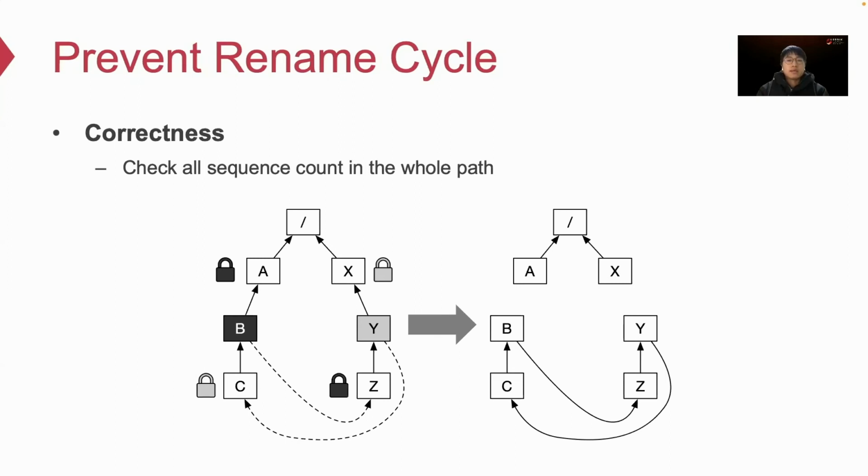Rename is a special operation that requires atomically removing a directory or a file from the file system tree and adding it to another directory. Usually, we will hold locks on both directories to ensure the correctness. However, taking only the locks of the 2 directories modified cannot prevent the occurrence of a cycle. So some file systems have a global rename lock to prevent the rename cycle. Instead, we avoid the problem by checking all sequence counts for the entire path from the root directory to the current operating directory.